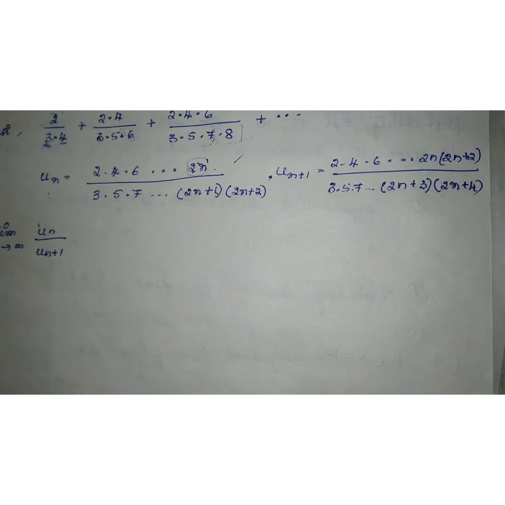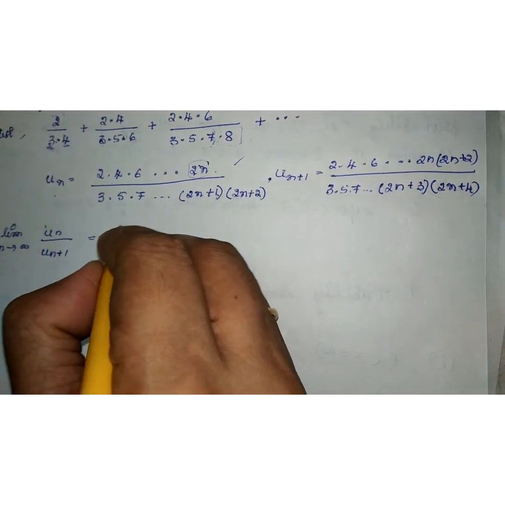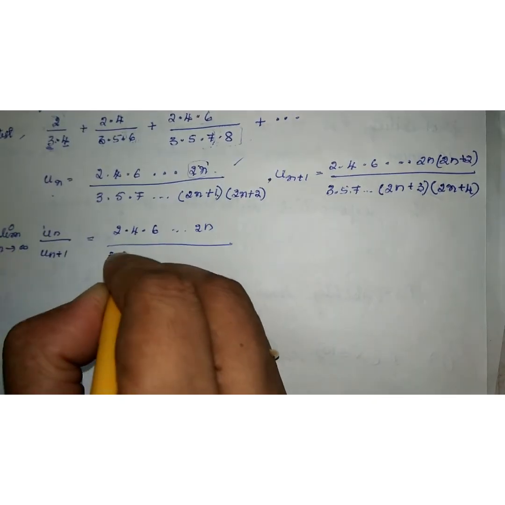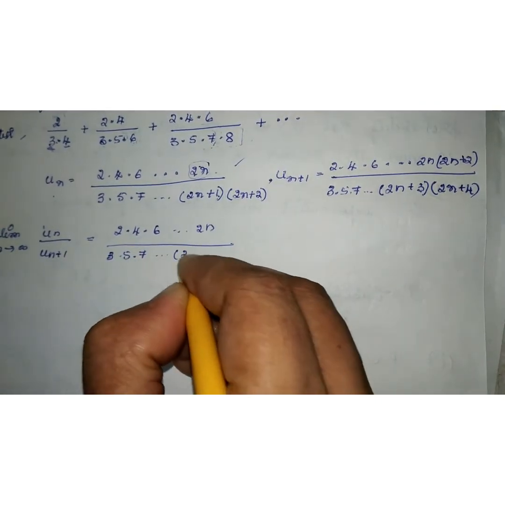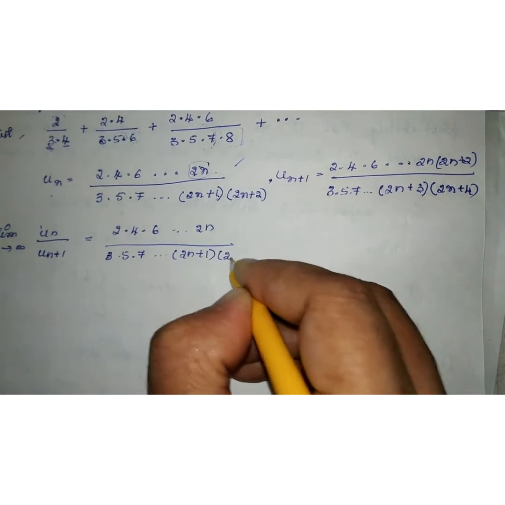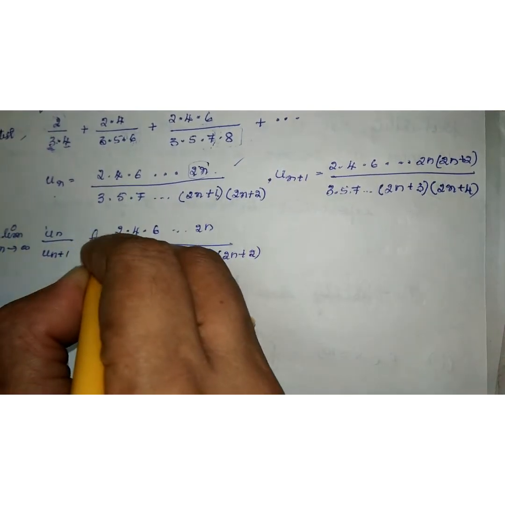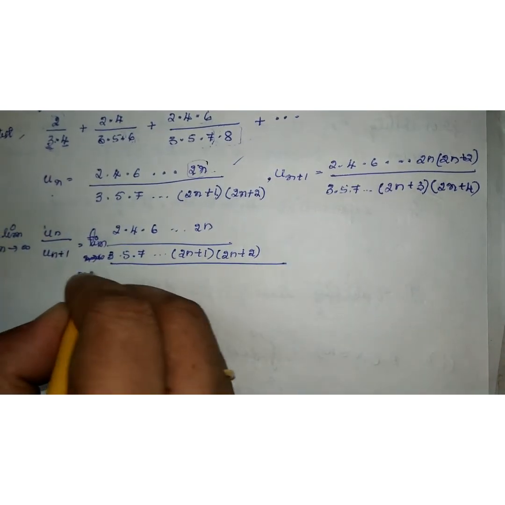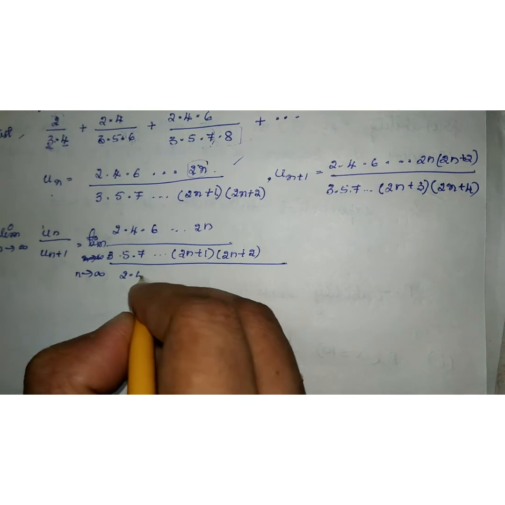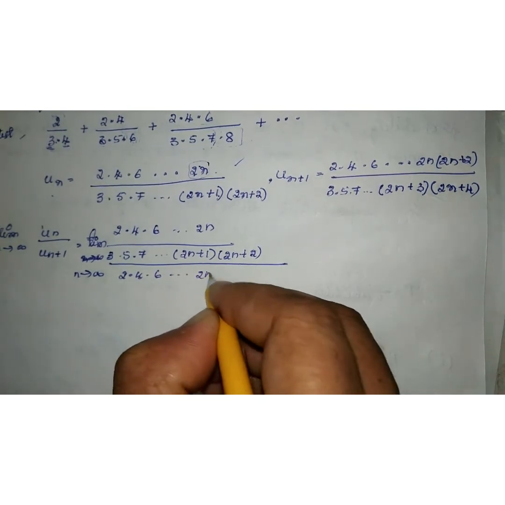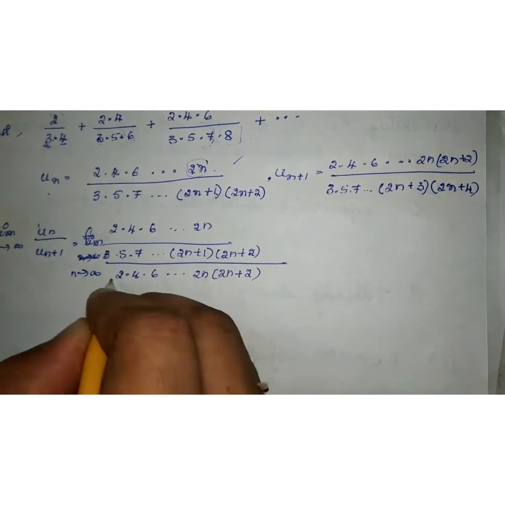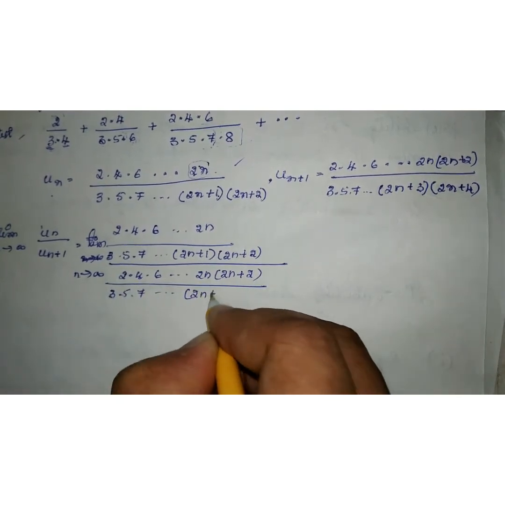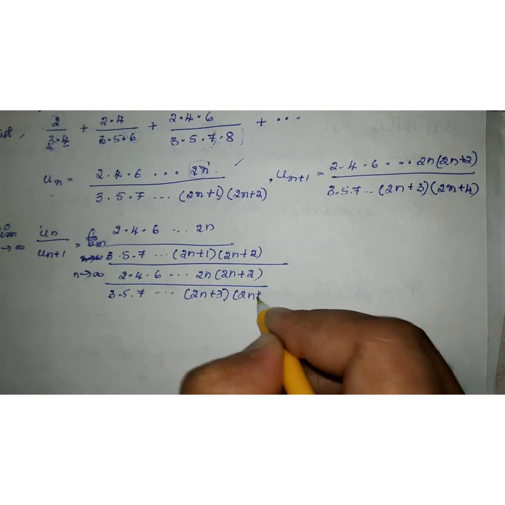un by un plus 1. So un is 2 into 4 into 6 etc. 2n divided by 3 into 5 into 7 etc. 2n plus 1, 2n plus 2. Here, limit n tends to infinity divided by, it is 2, 4, 6 etc. 2n plus 2 divided by 3, 5, 7 etc. 2n plus 3 into 2n plus 4.